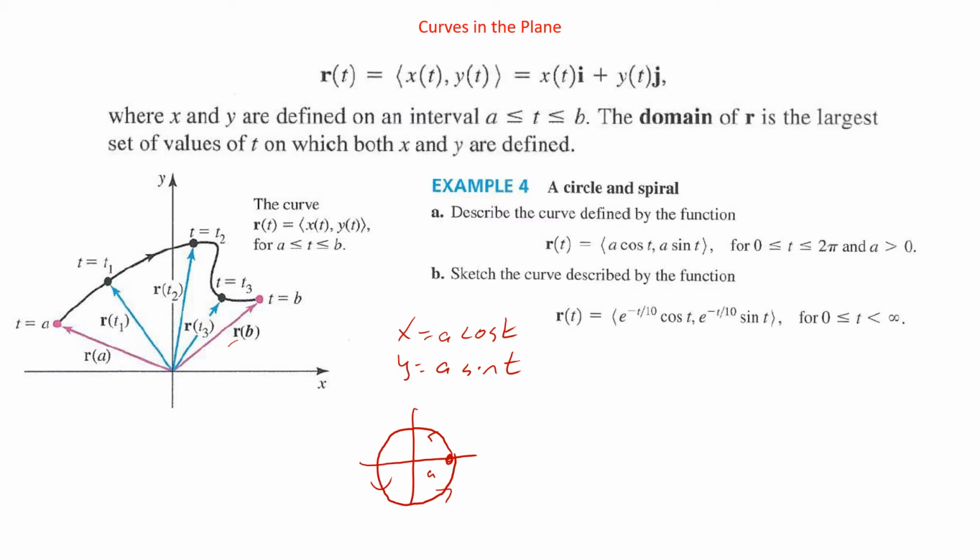And so what about this other one where we have e to the negative t over 10 cosine t, e to the negative t over 10 sine t? Well, that looks like a circle. We've got cosine t and sine t, but the radius is e to the negative t over 10. Remember, that's going to be 1 over e to the t over 10. That's going to change as t increases.